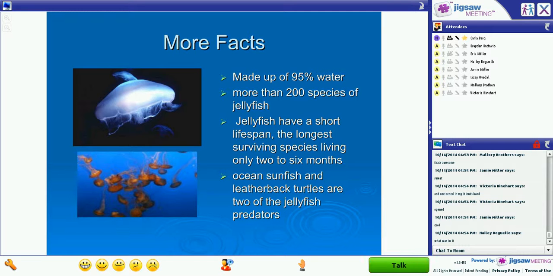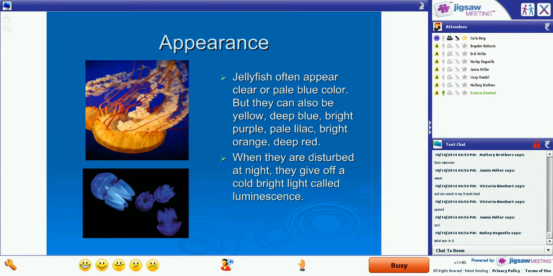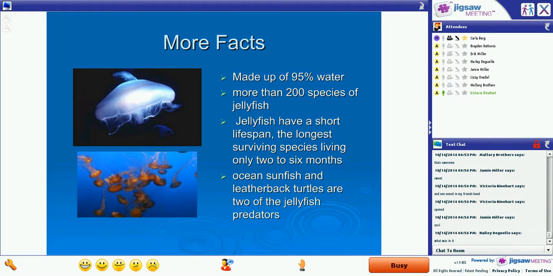Okay, Victoria, would you like to read more facts? Yes, but also I wanted to say in the last picture, the orangey red one looked like a Pacific sea nettle. And also here's the more facts. They're made up of 95% water, more than 200 species of jellyfish. Jellyfish have a short lifespan, and the longest surviving species live only from 2 to 6 months. Ocean sunfishes and leatherback sea turtles are two predators of the jellyfish.